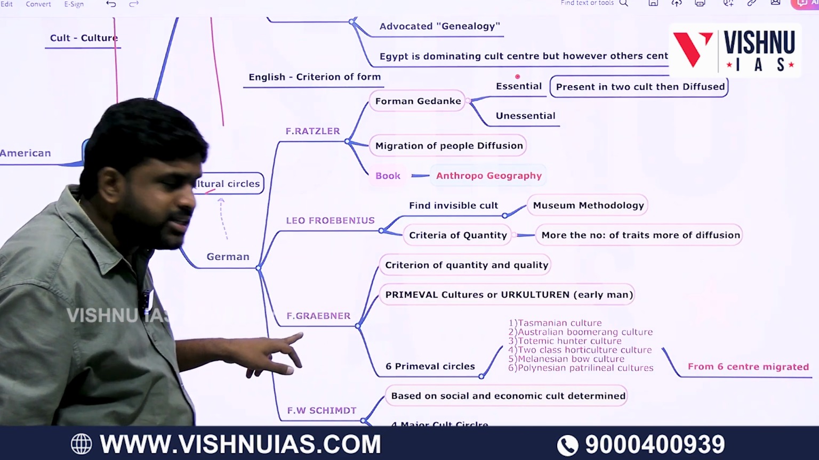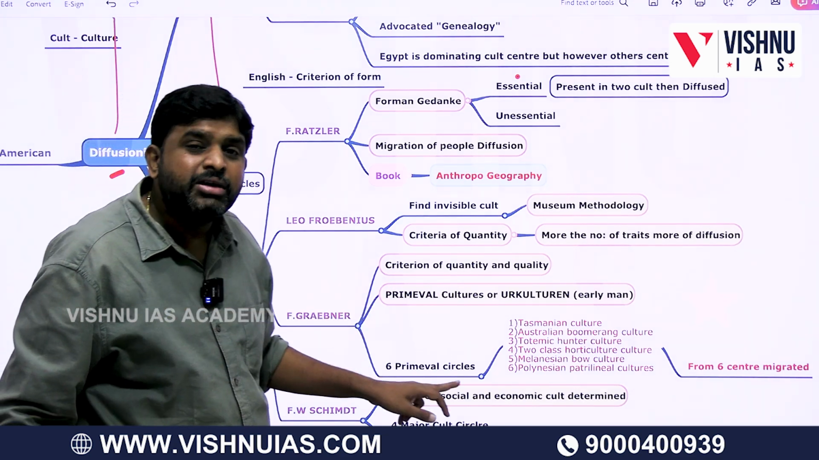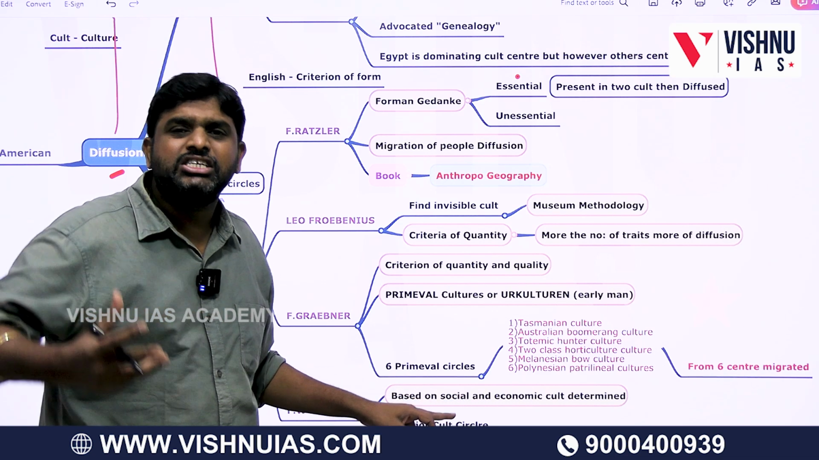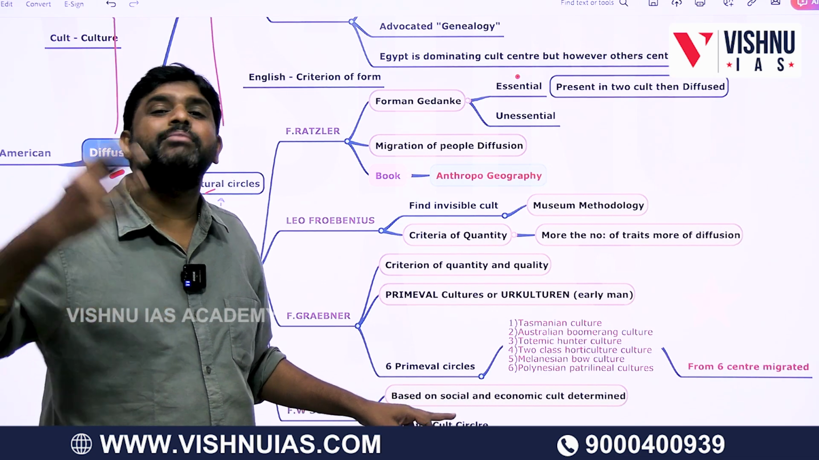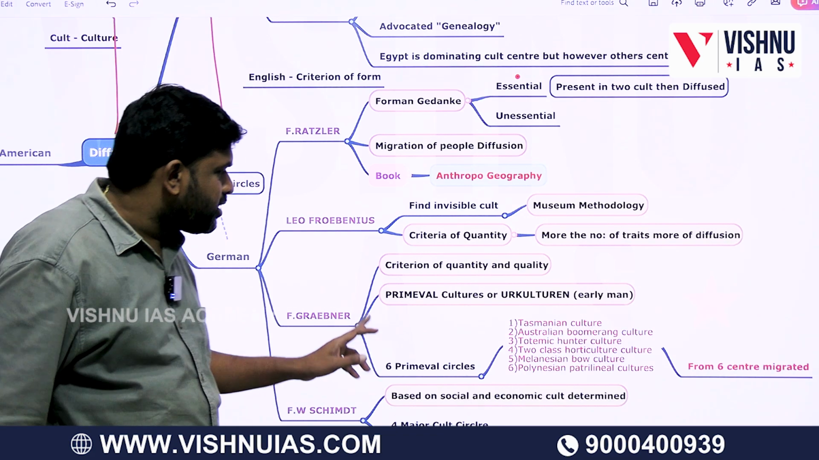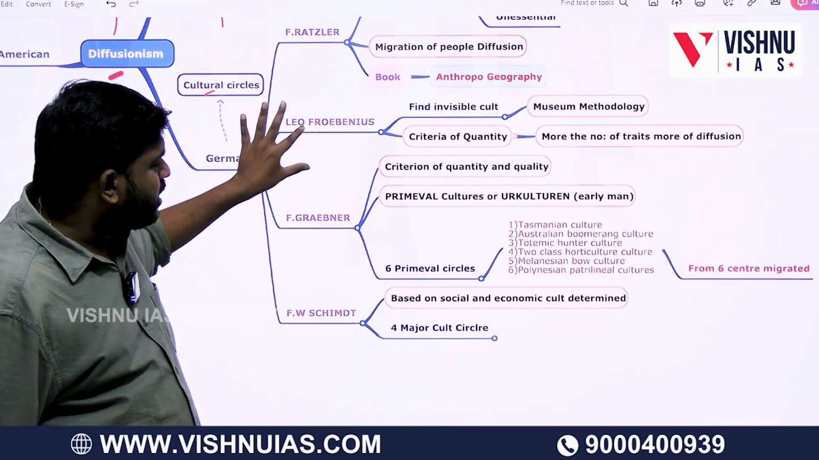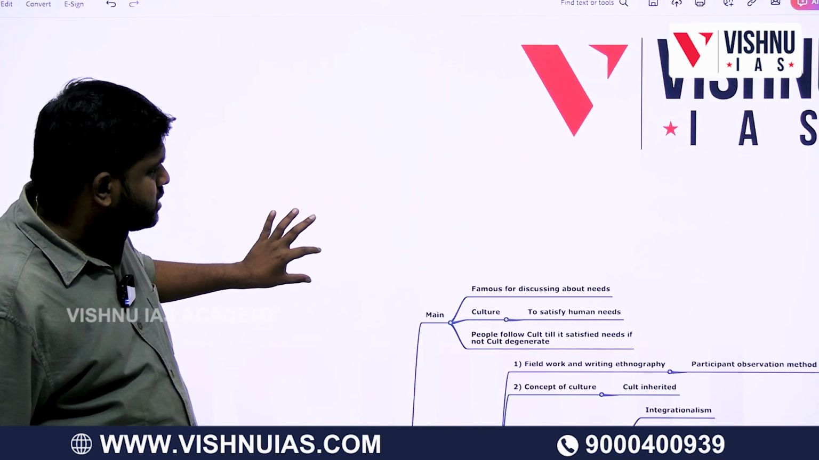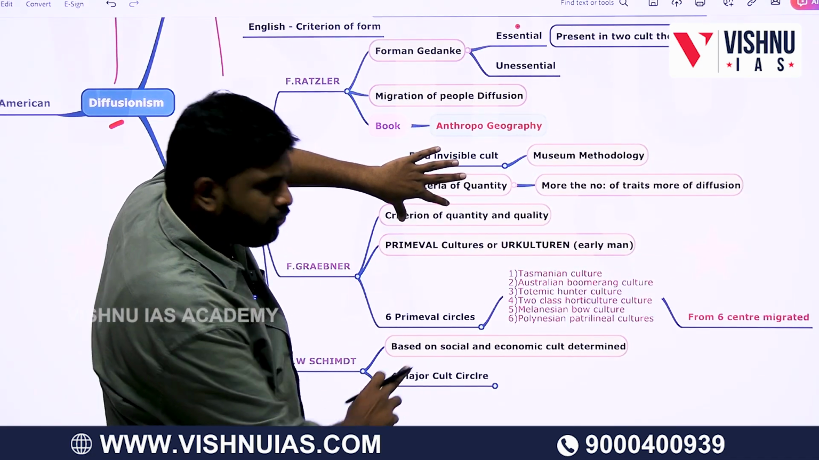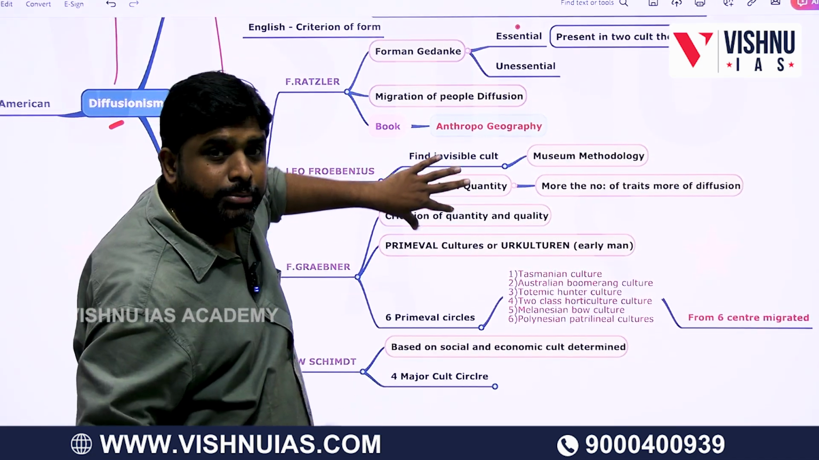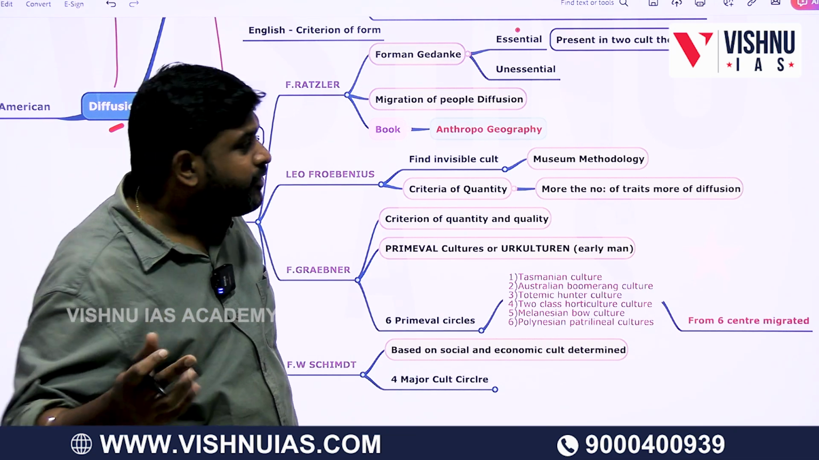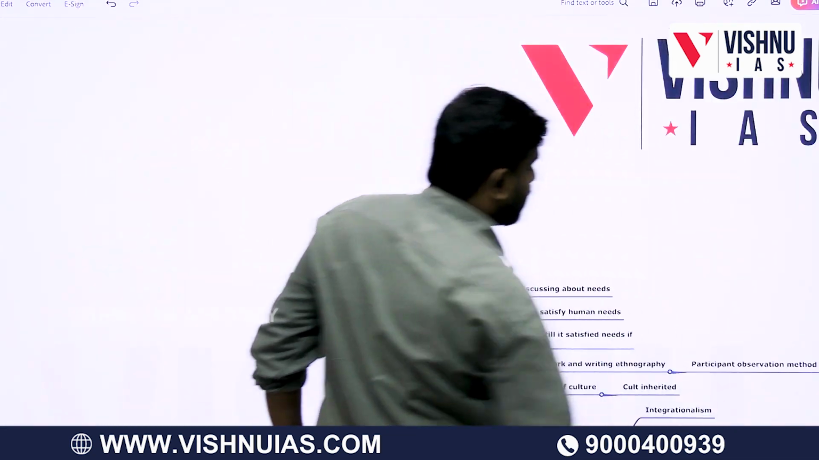The criteria of quantity and quality are given by Graebner. He told of pre-medieval cultures. There will be some Urkulturen, which are called pre-medieval cultures, early man cultures. So there are 6 early man cultures, Urkulturen, pre-medieval cultures, which attained. Then again 4 major circles according to Schmidt. In this way, mind maps are made. For example, we will go for Malinowski.